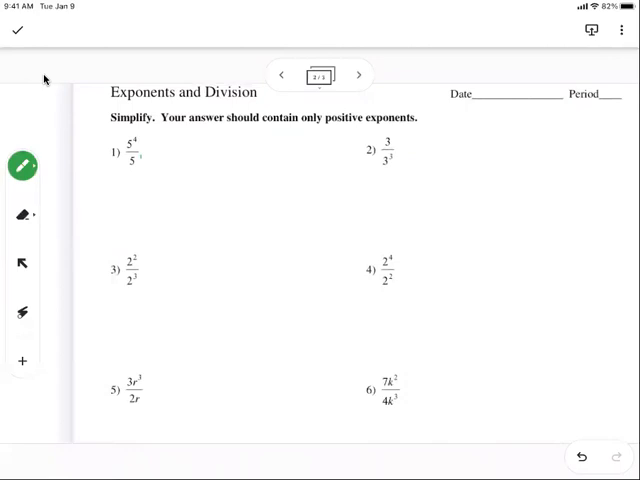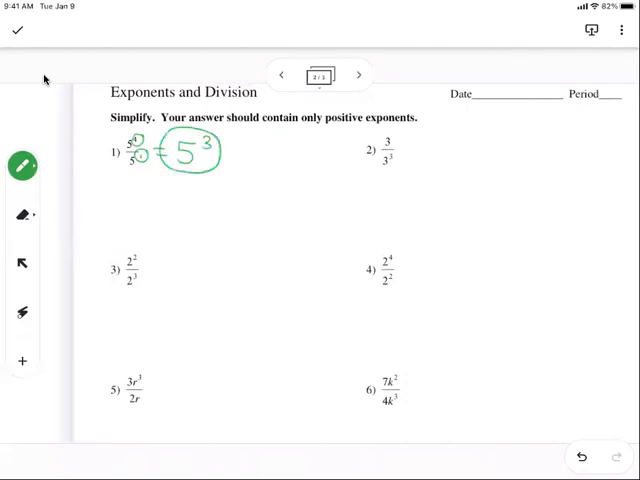Not necessary though, but it might be helpful for you to do that. When you're simplifying these expressions, the bases for both of these are the same. The base is both 5, so I can use the division property, which means I take the exponents, which is 4 and 1, and I subtract them. 4 minus 1 is 3. So this ends up being 5 to the third power.